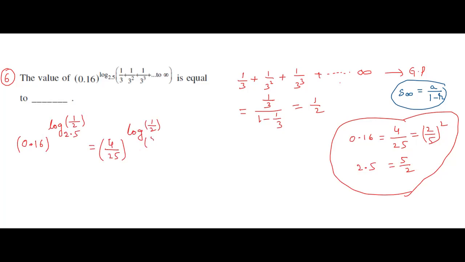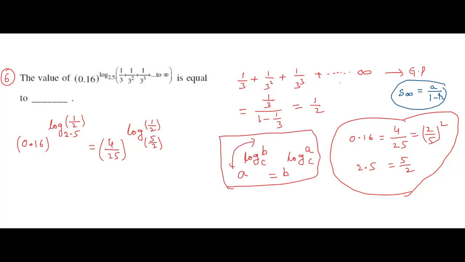base 5 by 2. We know the logarithm property: a power log b to the base c, we can write as b power logarithm a to the base c. So these two we can interchange. This is one property in logarithm. So now I am going to follow that.